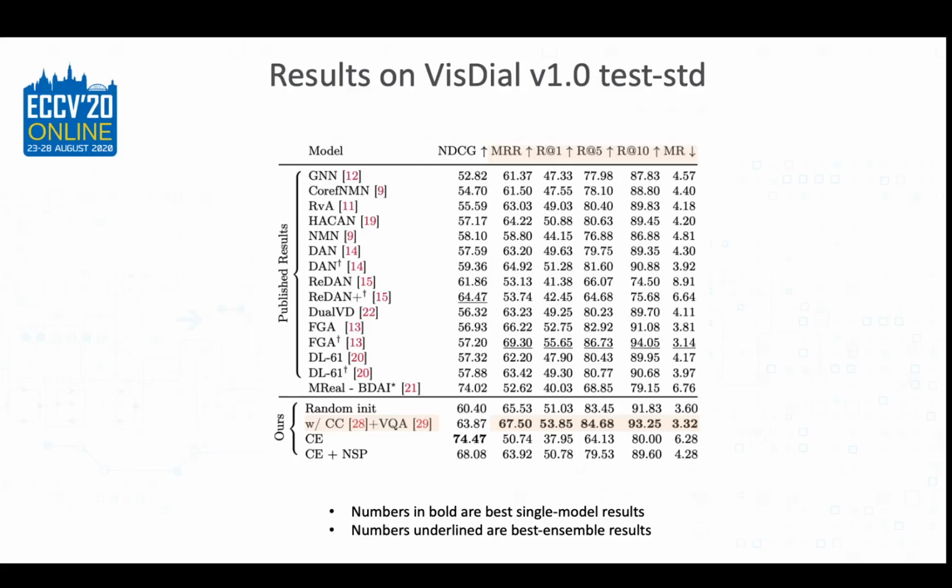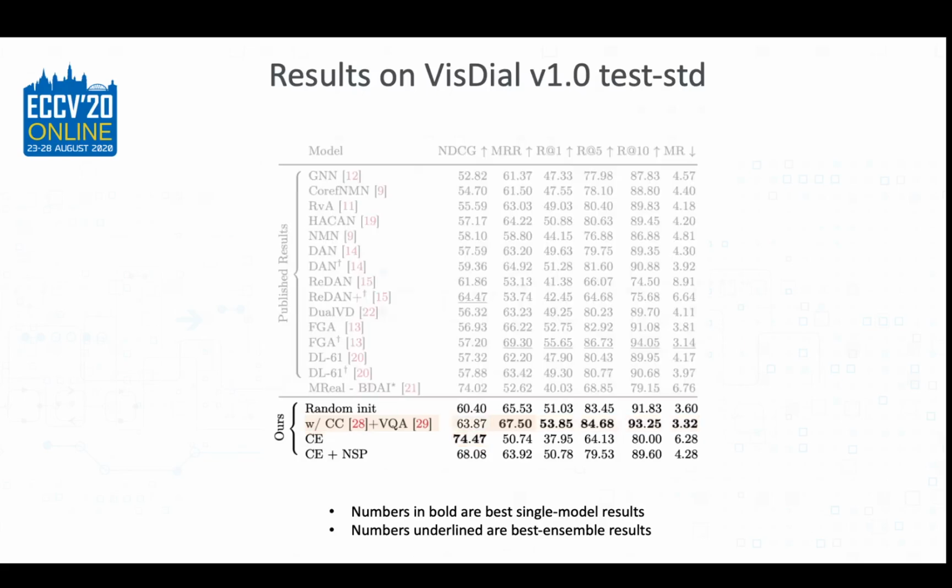Let us now look at results from the test split. We note that our base model gets state-of-the-art single model results on the VisDial task on all the sparse metrics, that is MRR, recall at 1, 5, 10, and mean rank. And our model fine-tuned on dense annotations gets state-of-the-art single model results on NDCG. Compared to the base model, training on dense annotations leads to a very high NDCG but very low MRR.